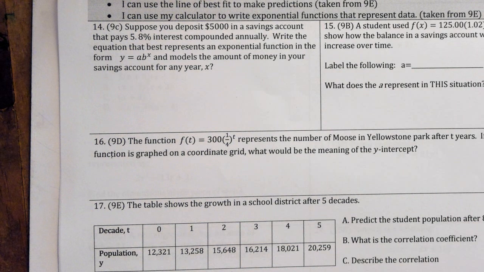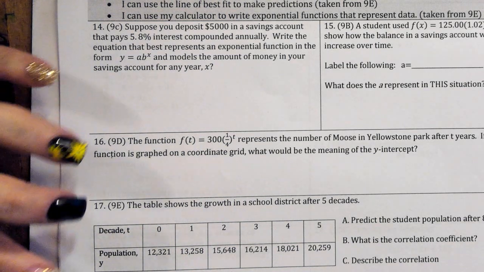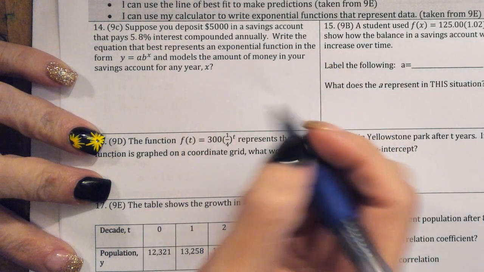9C. Suppose you deposit $5,000 in a savings account that pays 5.8% interest compounded annually. Write an equation that best represents this exponential function in the form y equals ab to the x power and models the amount of money in your savings account for each year, for any year.